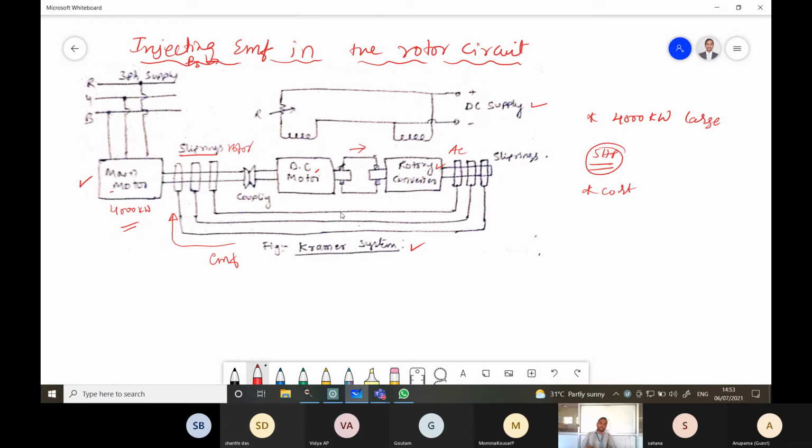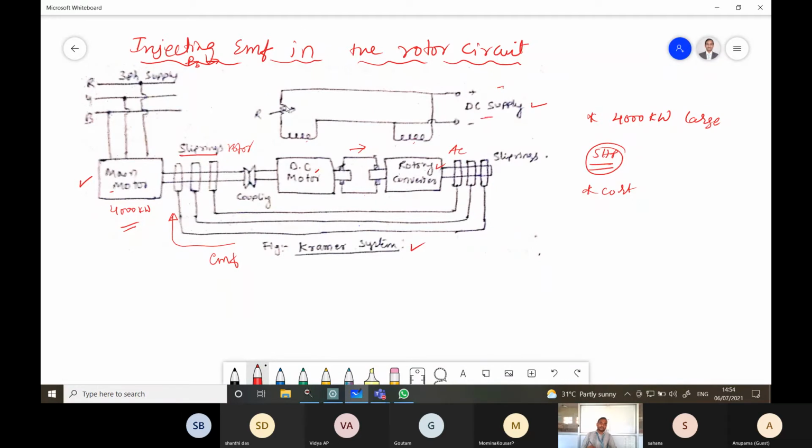So here, the rotary converter and slip rings of the main motor are connected to the AC side of a rotary converter, and the DC side of the rotary converter feeds the DC shunt motor. So this is the DC shunt motor here, and a separate DC supply is required for the excitation of the field. So this separate DC supply is given here, exciting the winding of the rotary converter. So both windings, the rotary converter winding and the DC motor winding, are excited by the DC supply.